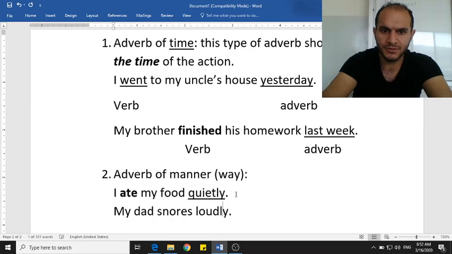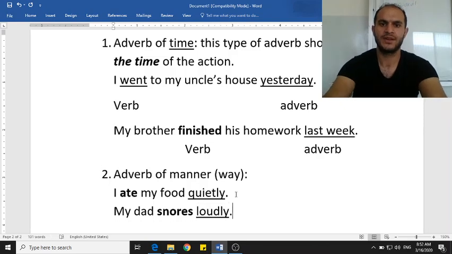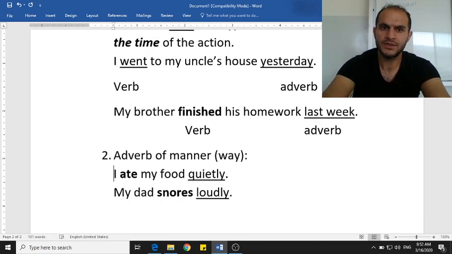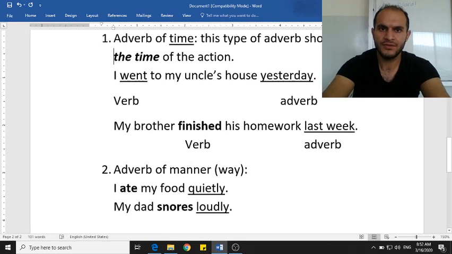An adverb is the word, again, that describes the verb. You got it now. And here we have snores. This is the action, snores. And the adverb is loudly. And so on. So this is the meaning of adverb. And this is how we use the adverb. We use it to describe the verb.